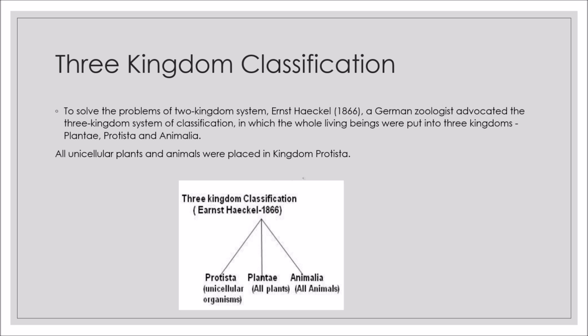He brought about the three kingdom classification, in which all living beings were put into three kingdoms: Plantae, Protista, and Animalia. Under Protista, all the small organisms like Euglena, amoeba, bacteria, virus, those microorganisms, were put. All the plants were put under Plantae, and all the animals were put under Animalia. So this was the three kingdom classification.